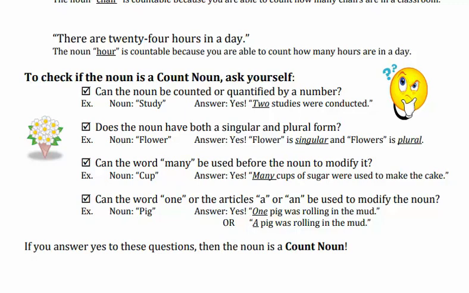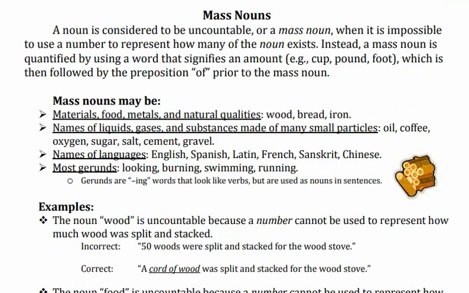For example, number one, if the noun is counted or quantified, if the noun has both singular and plural forms, if the noun uses the word many, and if the word one and the articles a or an are used, then your noun is a count noun. Clear, students? What comes next is the mass noun, which is also known as the uncountable noun.